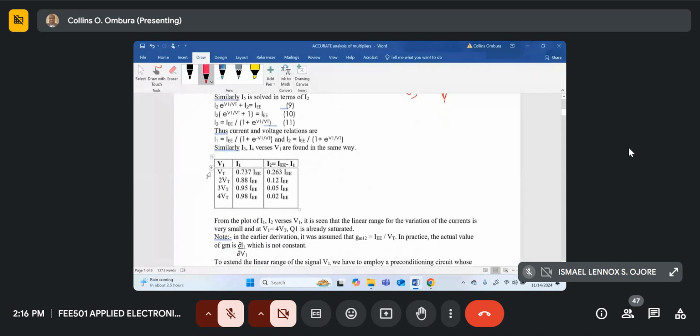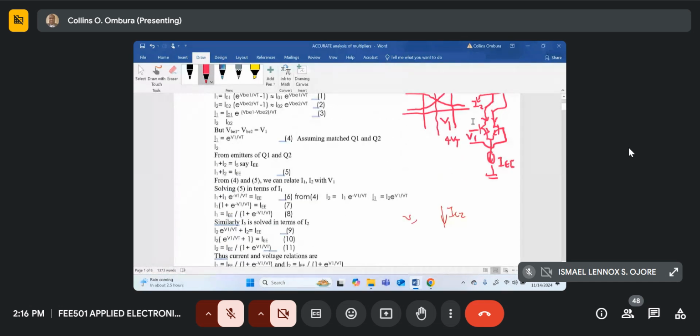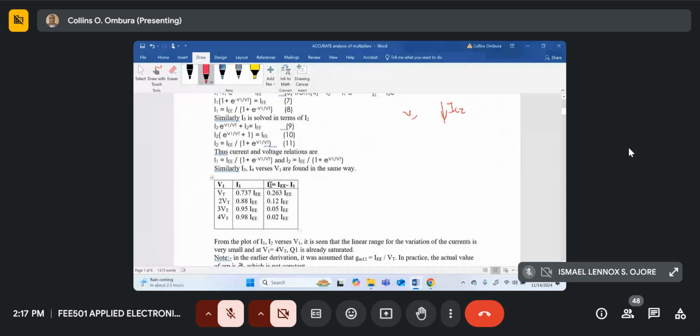So if you're to plot I1 for various V1, so if you have to take V1 inside this equation, if you're to take V1 is equal to VT, then you substitute it in this equation over here, equation 8. You'll get I1 is 0.737 IEE. And since I1 plus I2 is always equal to IEE, the currents over here, I1, I2 always goes to IEE. Then you can get I2 just by subtracting IEE minus I1.